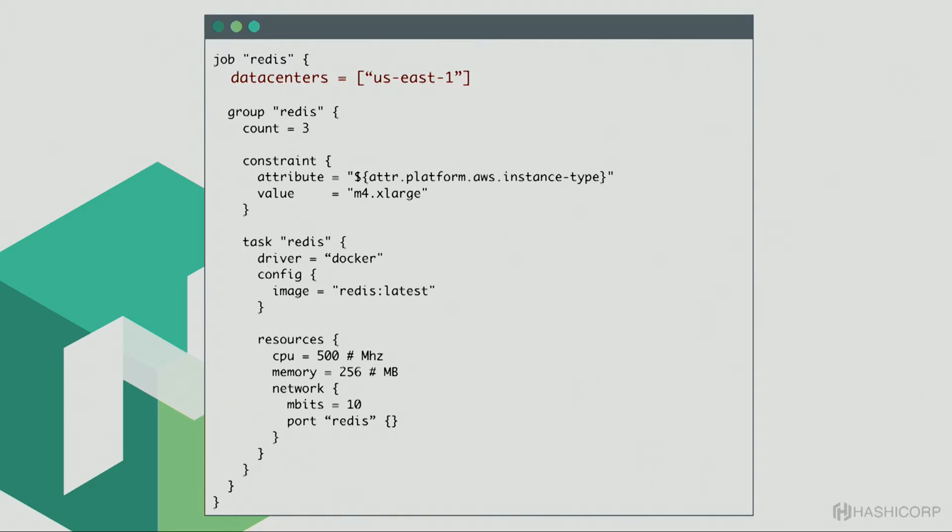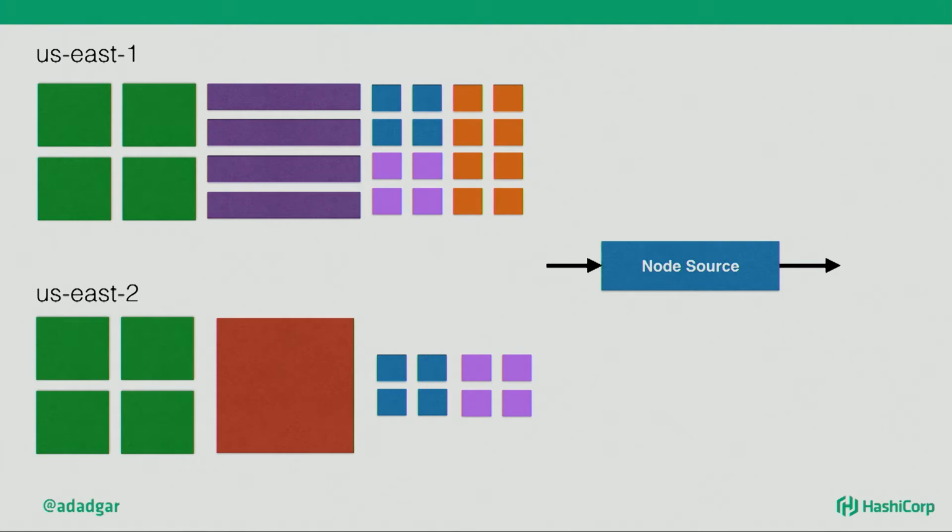And we're going to assume that we have a Nomad cluster managing 2 data centers out of the box, US East 1 and US East 2. So we'll construct the stack, and we need to initialize the node source, which feeds the rest of the system. Nomad will have all these heterogeneous nodes in multiple data centers.